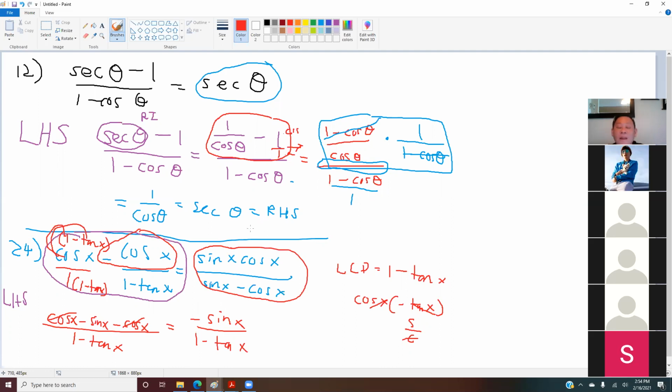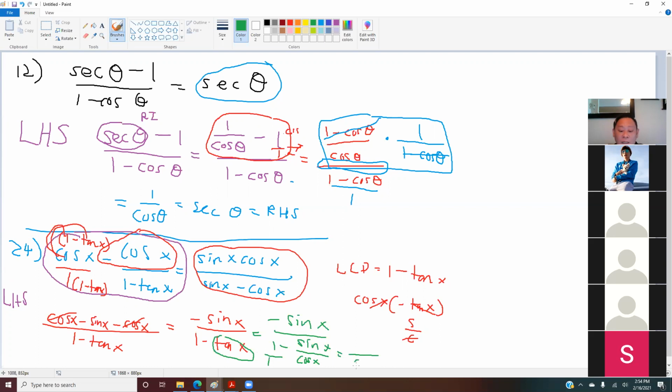Use the quotient identity for tangent. Very good, because you find out that this right-hand side is all in terms of sine and cosine. So that's the reason why we want to get this in terms of sine and cosine. So we will use the quotient identity. So this is 1 minus tangent, which is sine over cosine. Then what to do next? You find the LCD for the bottom two. Yep, find the LCD.